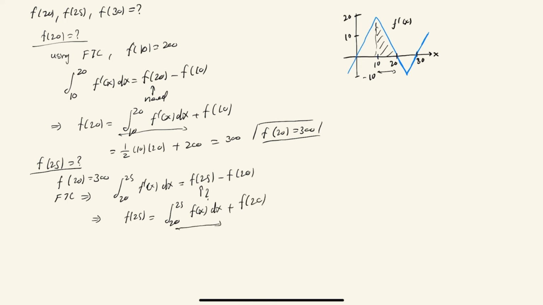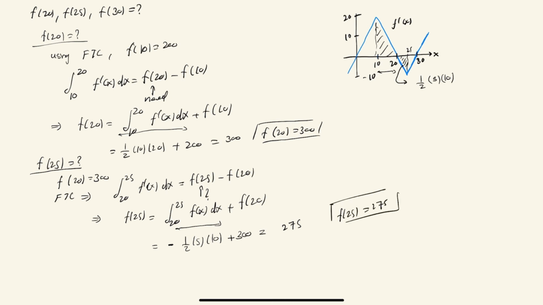To find the integral, it's just the area. Here the area is going to be under the x-axis, therefore the definite integral is going to be negative. The area is going to be half multiplied by the base. The base here is 5 and the height here is 10. So again, it's going to be negative since it's under the x-axis. Negative half multiplied by 5 multiplied by 10, and then plus 300. That's going to be 275. Therefore, f of 25 is 275.